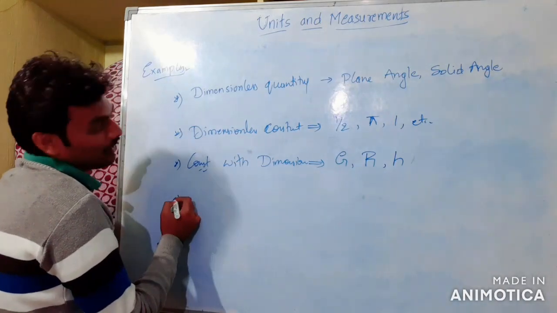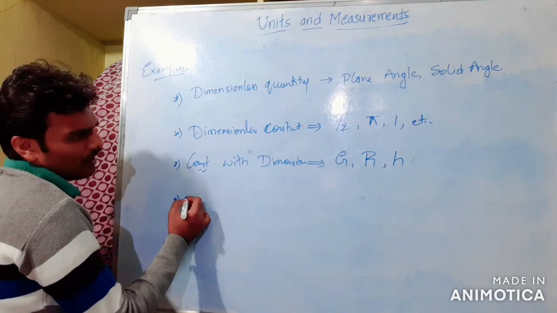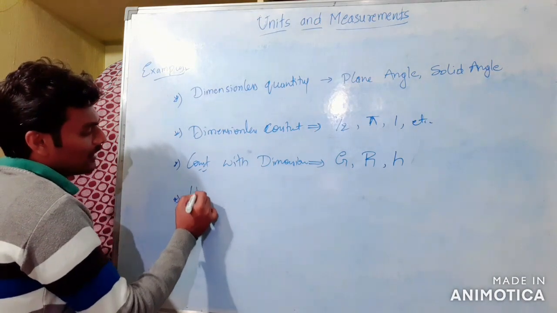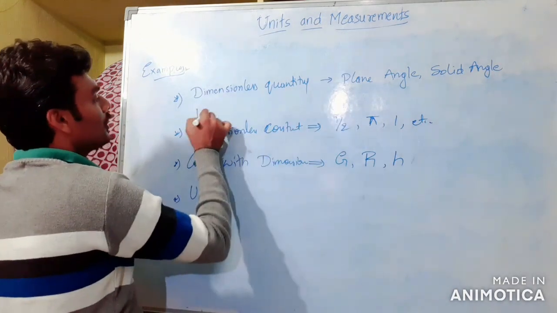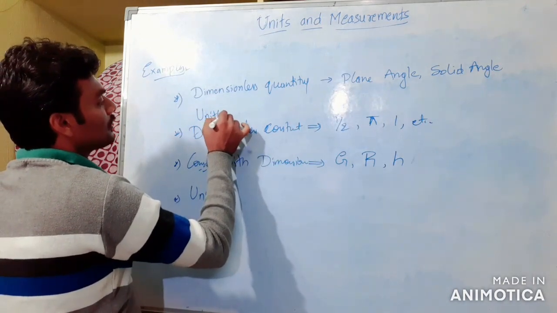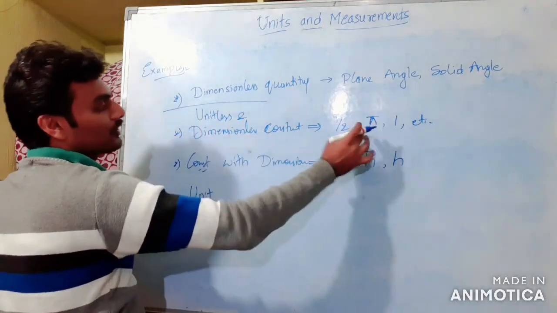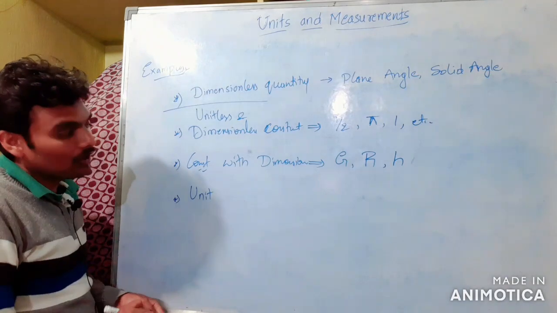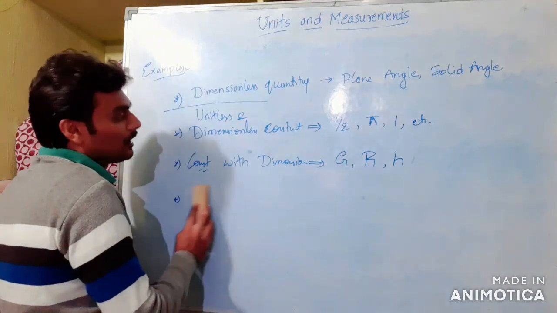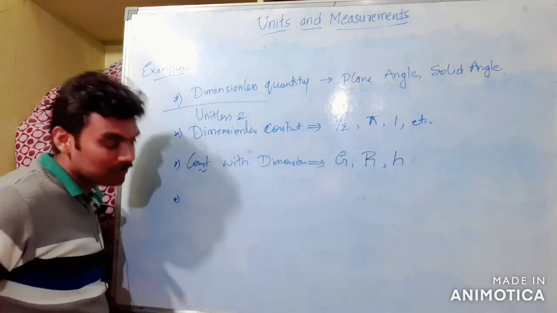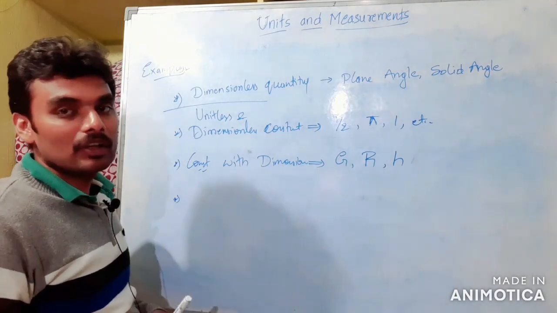And one special case I'll take. If you are asked for something unitless and dimensionless, the examples are half, pi, 1, any simple constant. Half, pi, 1, etc., are all both unitless and dimensionless constants.